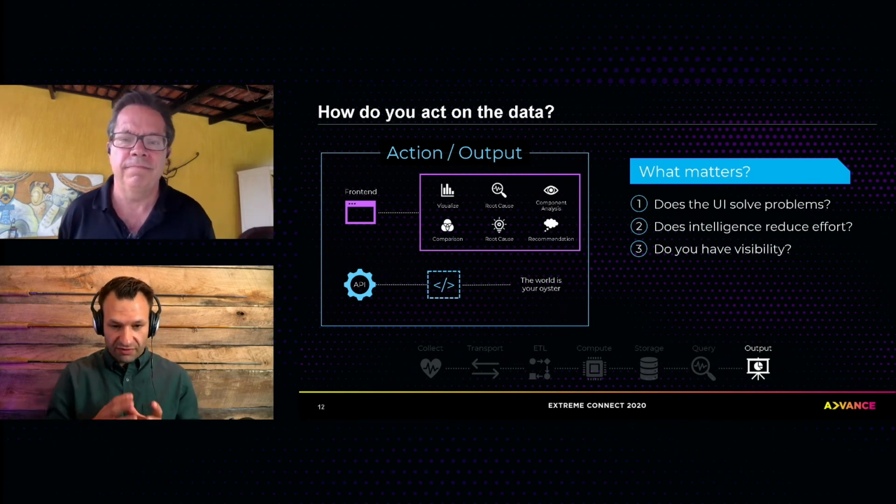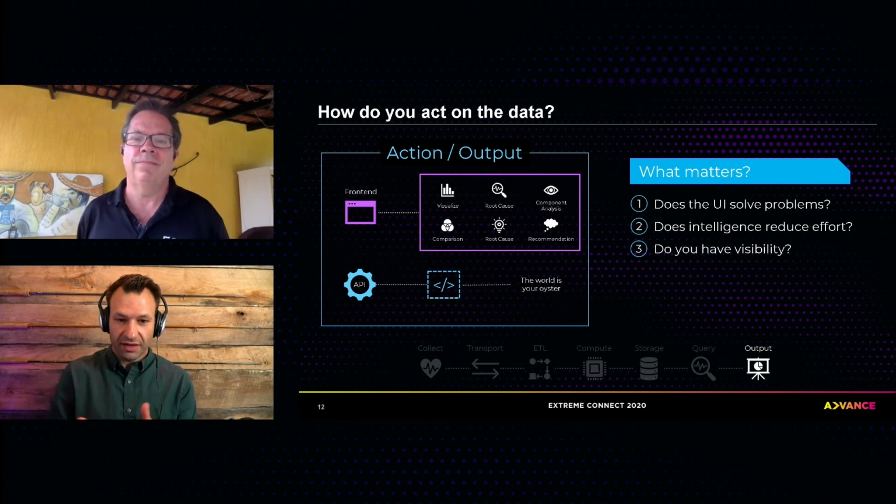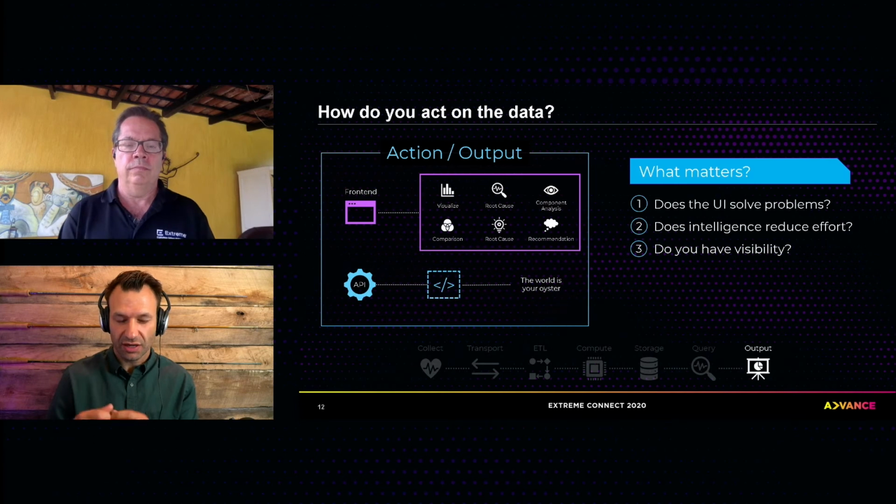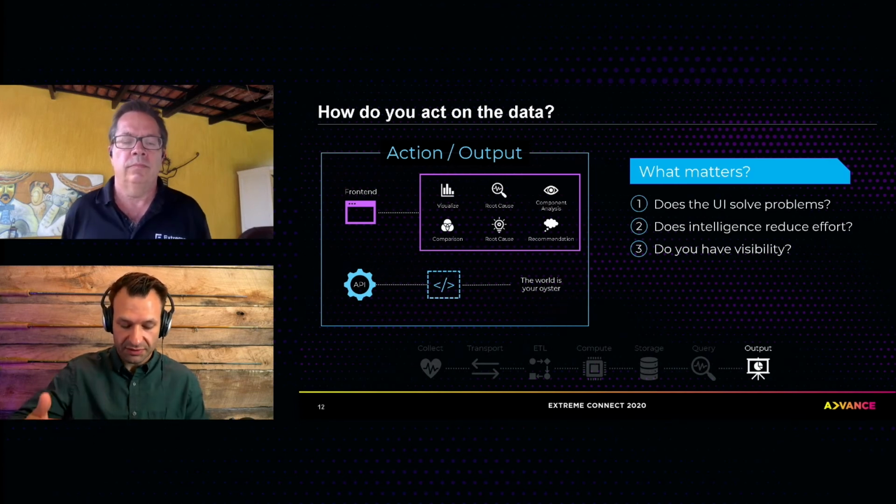So, now that we've finished with all those stages, we're finally at the last stage, which is thinking about action or output from the data. What's the value that we actually get from the data? And there's a few common threads here. One of them is the front end, or the UI, is a primary way today that we get this value.